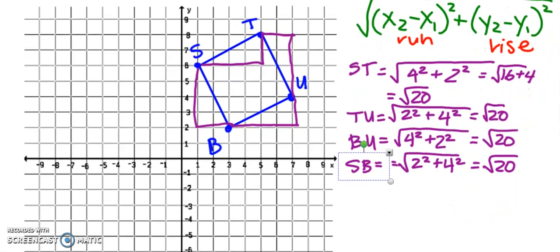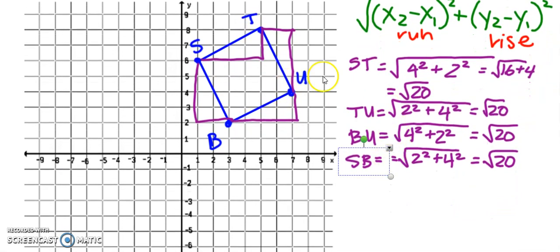Now, last thing that I have to show is that I have a right angle somewhere. So I'm just going to pick right here. I think this is where my right angle is. Now, that doesn't prove it by just putting the box there. Remember, I have to look at the slopes of the 2 sides that are forming that right angle. So that would be the slope of ST, and that would also be the slope of SB. So I'm going to look at those slopes right now.